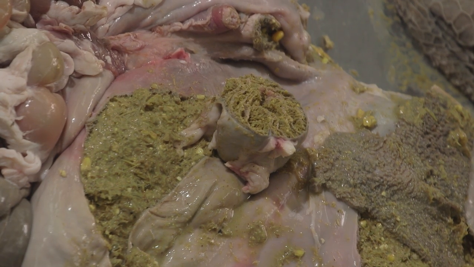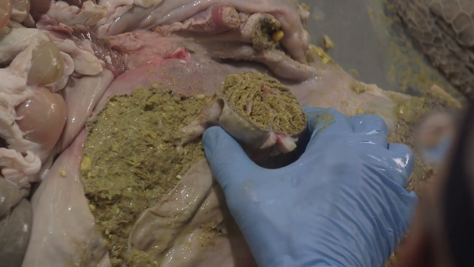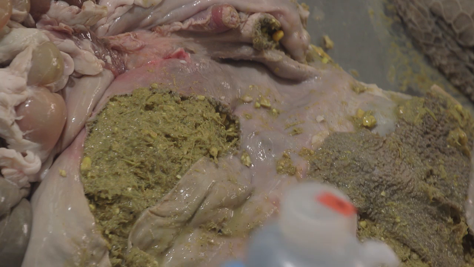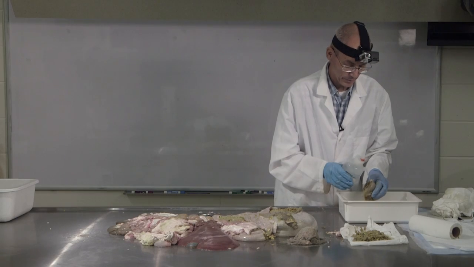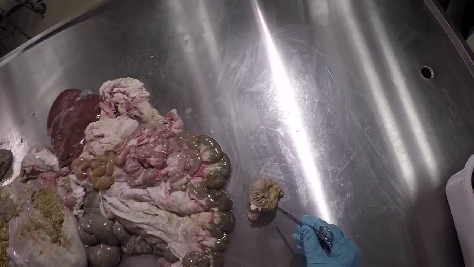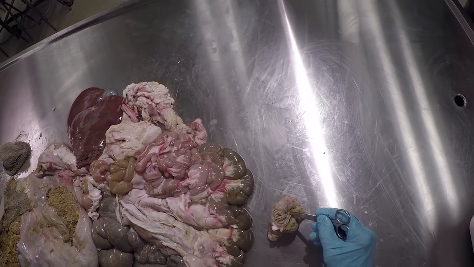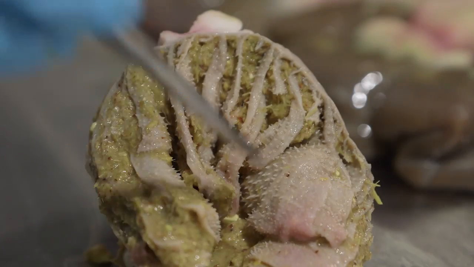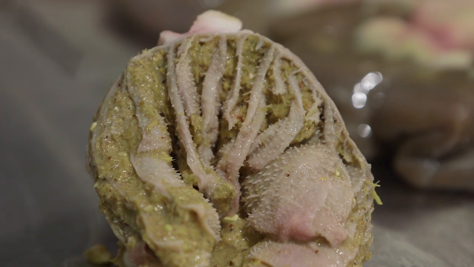Looks like a chicken wrap. We'll see. I'm going to now flush out some of the material that's in there. What you see here are parallel layers of tissue that hang from the upper surface of the omasum.